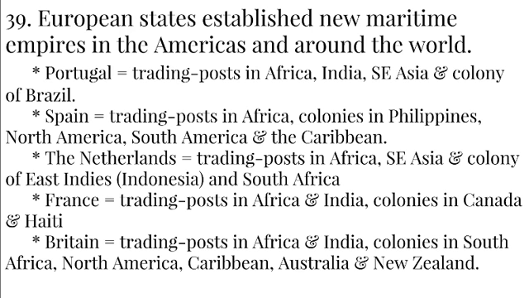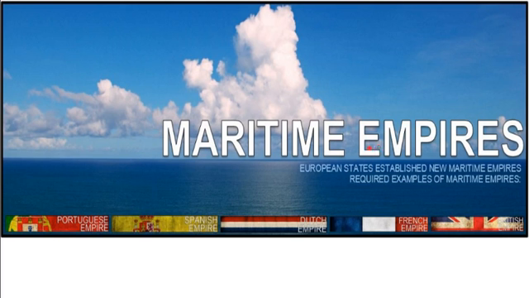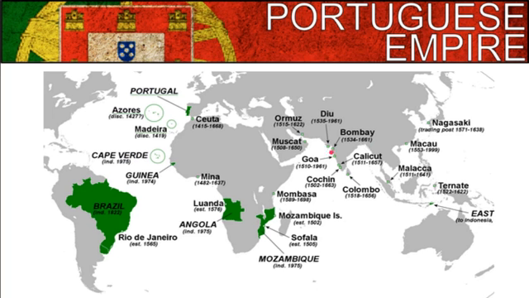The British are going to have trading posts everywhere, right, from Africa to India. They're going to have colonies in South Africa. They're going to have colonies in North America, the Caribbean, Australia, New Zealand. And even though Britain is not there yet, by the next time period, Britain will become the largest empire ever, even bigger than the Mongols. Mongols number 2, Britain number 1. All right, so these are the maritime empires.